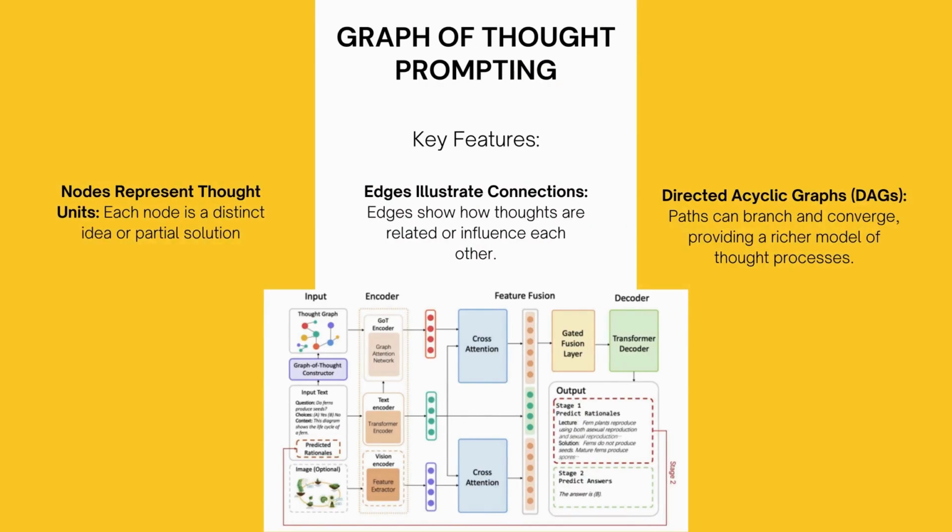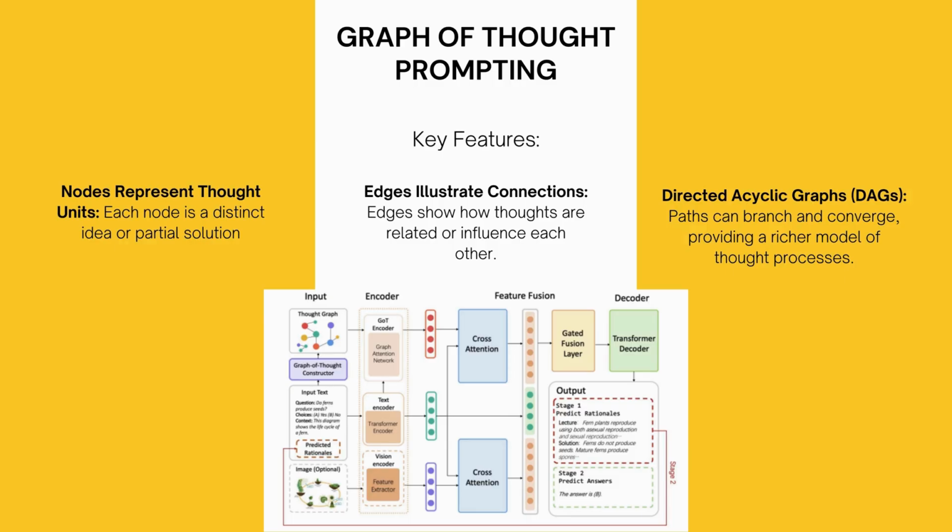Moving on, let's discuss the graph of thought prompting. Understanding graph of thought prompting. This technique addresses the fact that human thinking often follows complex, nonlinear patterns rather than simple sequential chains. To better capture these nuances, graph of thought, GoT, reasoning models thoughts as graphs instead of linear chains.